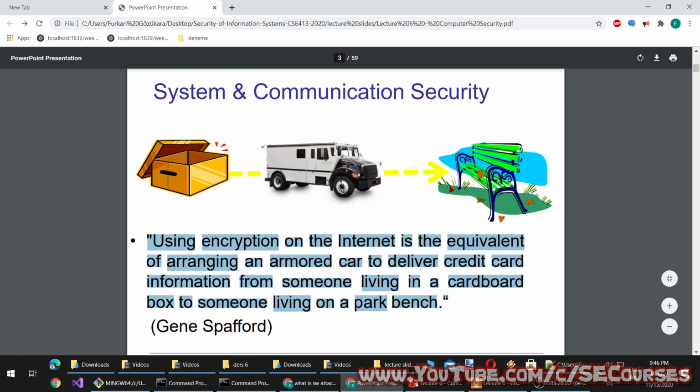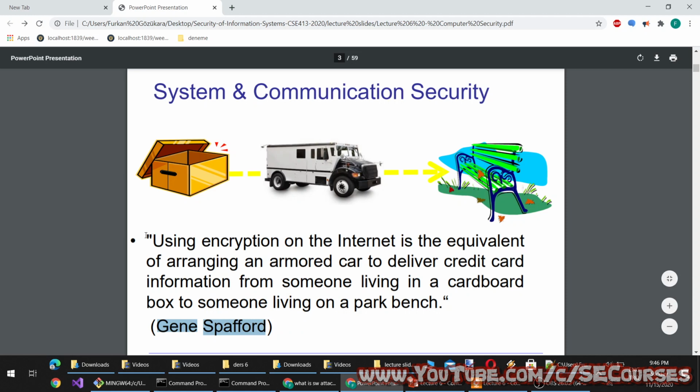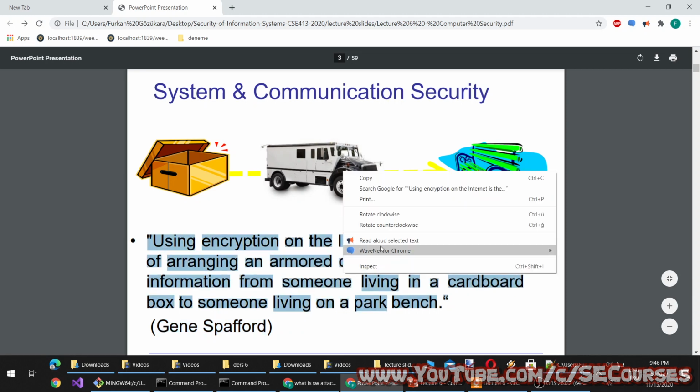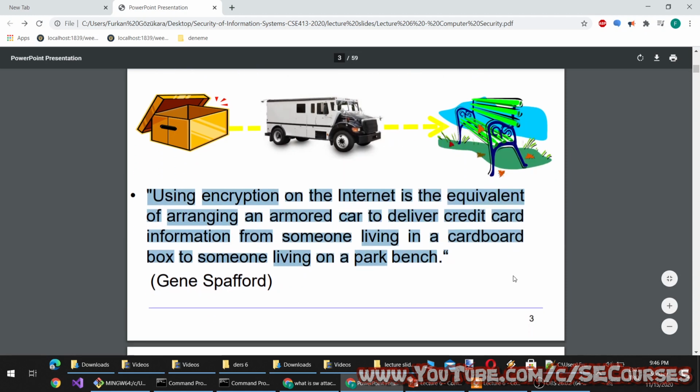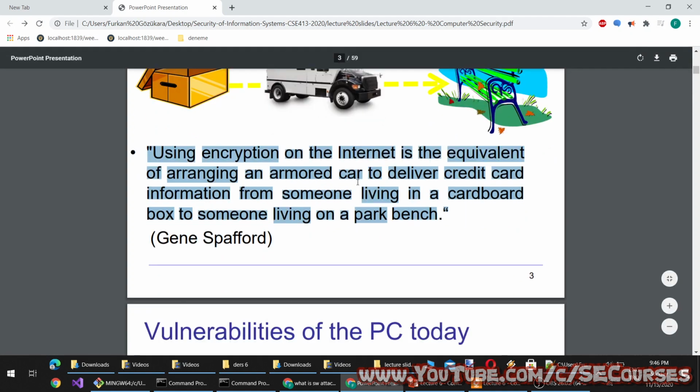According to Gene Spafford, using encryption on the internet is the equivalent of arranging an armored car to deliver credit card information from someone living in a cardboard box to someone living on a park bench.